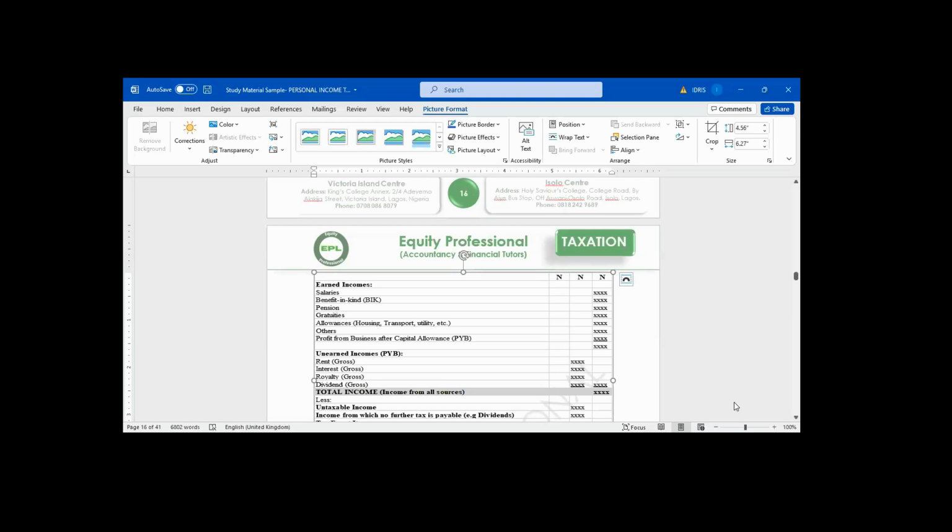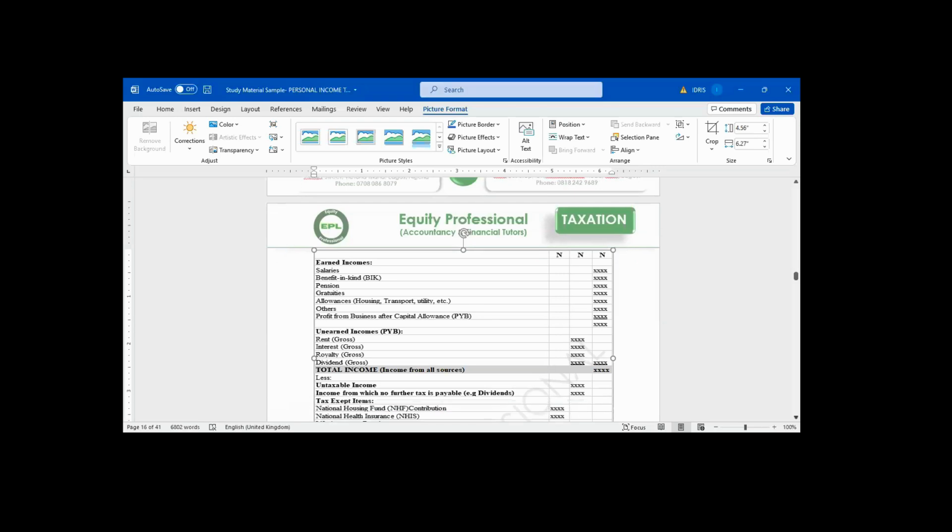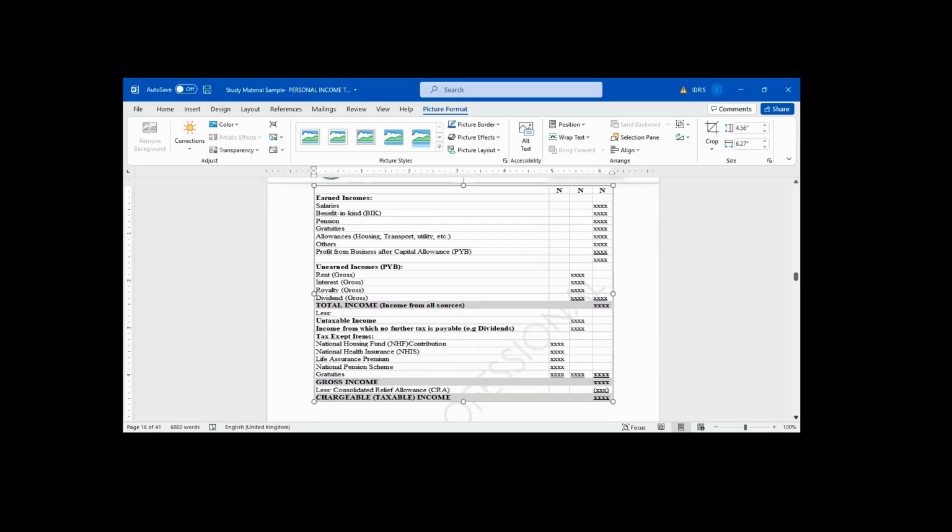When you get your total income, you will less what is called tax exempt. What is tax exempt? Tax exempt, they are the relief given to an employee or to a sole proprietorship from his or her contribution to relevant agency.